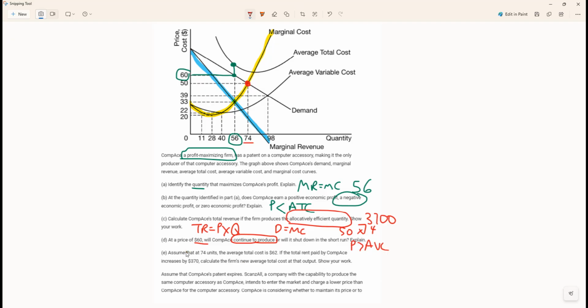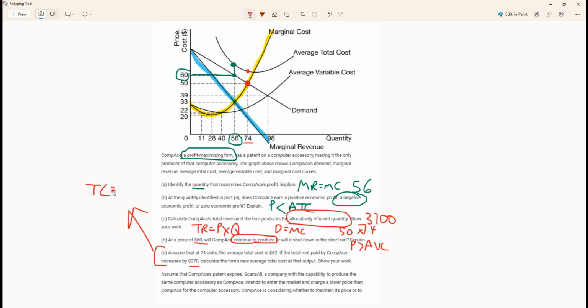E, assume that at 74 units, the average total cost is 62. Okay, so this is 62. Total rent paid increases by 370. What is the new average total cost at that output? So this is a little bit harder. What we want to do here is we want to know what the total cost is. Then we're going to add that to the new total cost, and then we're going to divide by 74 again.